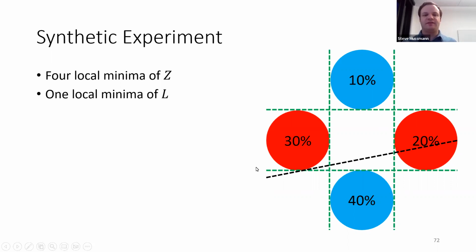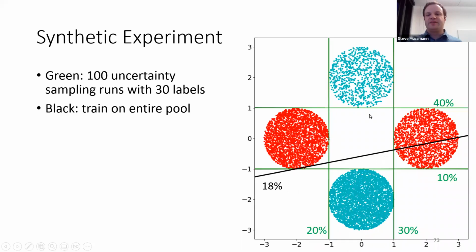And sure enough, if we take this experiment and run it computationally, we can see the pool of points as the red and blue points. And then we run green as 100 uncertainty sampling runs, each with 30 labels. And we see that uncertainty sampling converges to 1 of 4 places corresponding to the local minima of Z. Furthermore, black, or the training on the entire pool, converges to a decision boundary that is drifted a little bit because of this cluster up here. And uncertainty sampling can do both better, such as 10% rather than 18% error, but it can also do a lot worse, such as 40% error or 20 or 30% error.